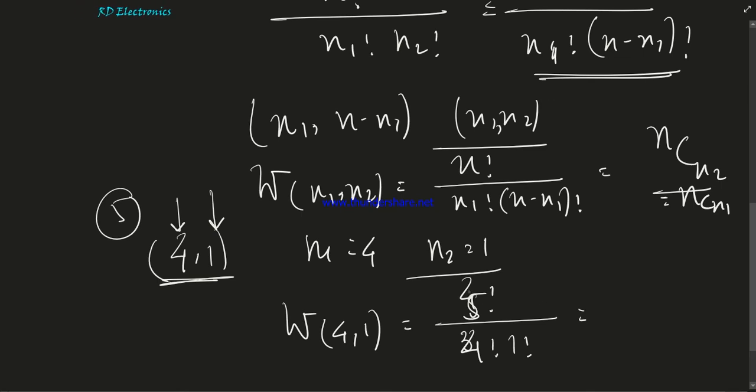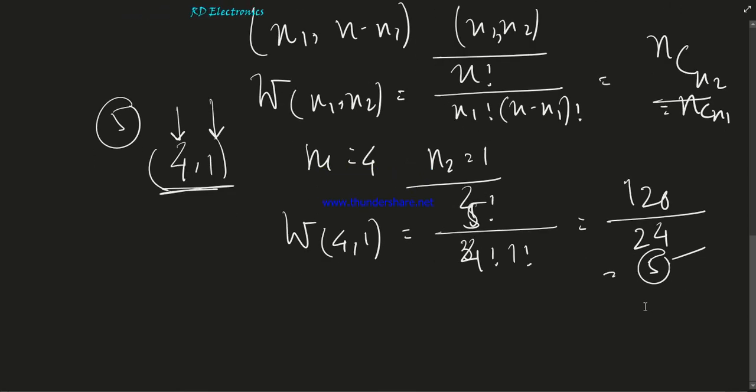So what is the value of 5 factorial? 5 factorial means 5 into 4 into 3 and so on, which is 120, and 4 factorial is 24. The value equals 5. So this is the thermodynamic probability value for 5 distinguishable particles, where one compartment contains 4 particles and another compartment contains 1 particle.